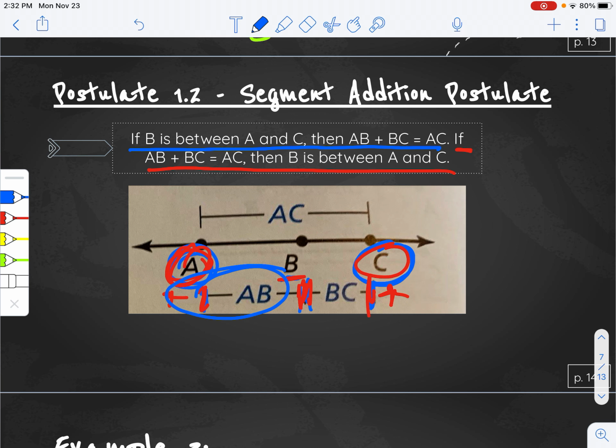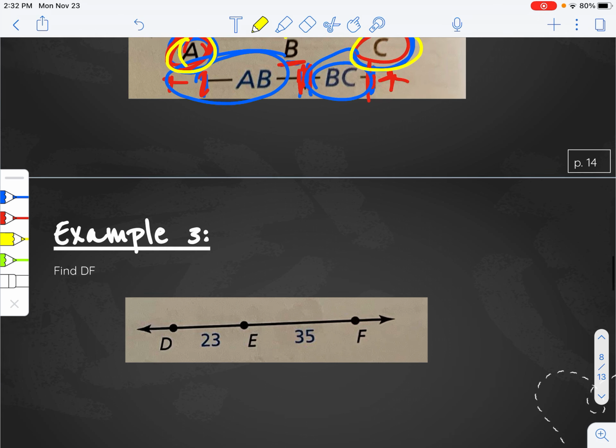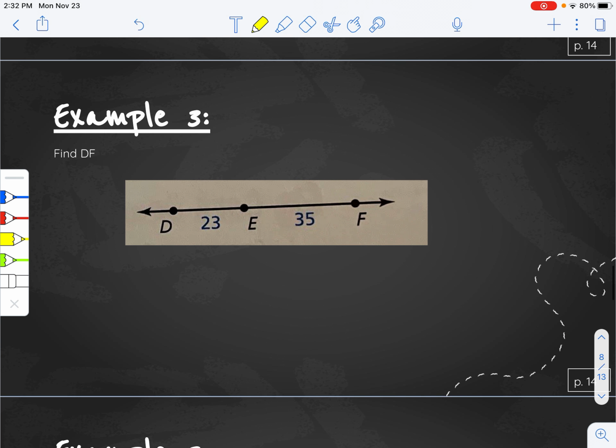If we know that this section plus this section equals the whole thing, then that means there has to be some point in the middle of these two points. That's all that we're getting at here with the segment addition postulate. AB is a segment, BC is a segment. If we add them together, then we will get from A to C. That's all that the segment addition postulate says. And I think when we look at an example here, it will become even clearer.